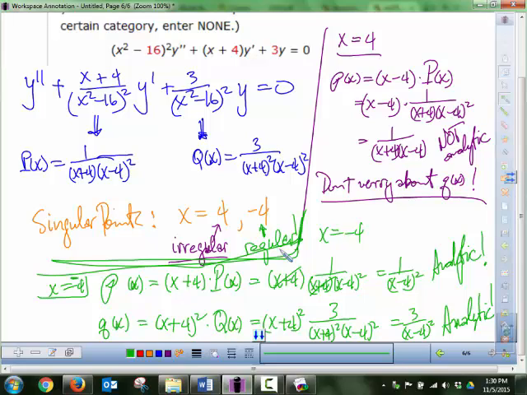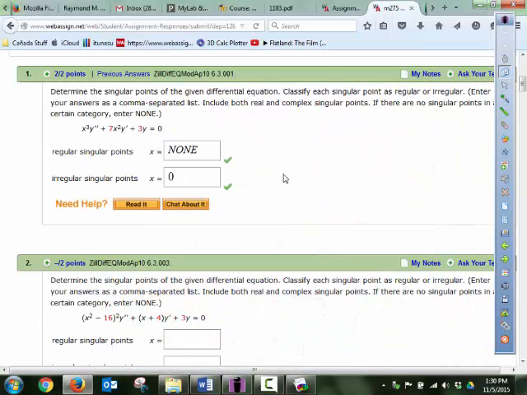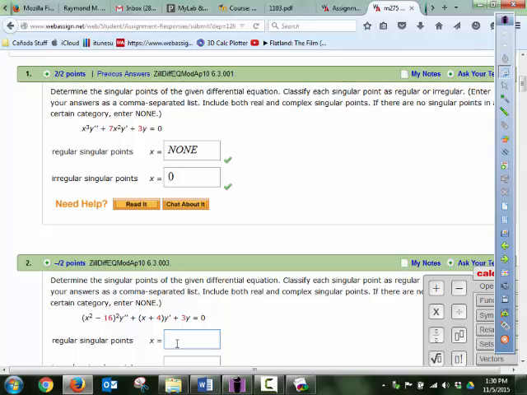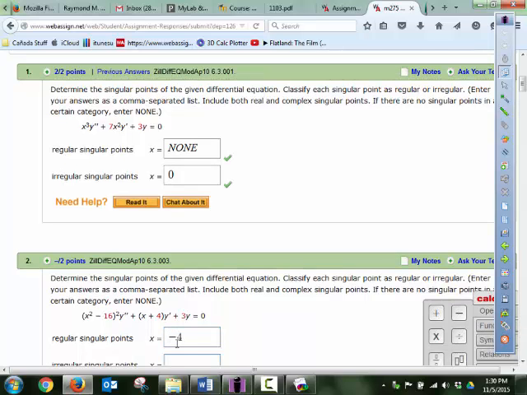Okay. So let's see. A regular singular point, what was it, negative 4? And then the other one was positive 4.